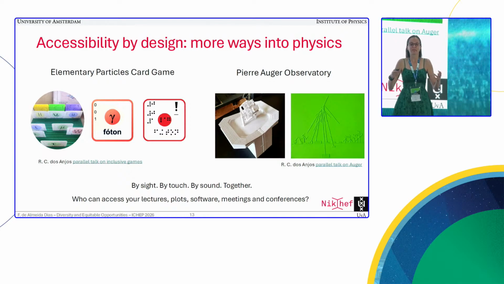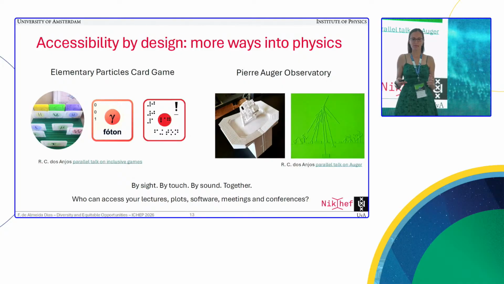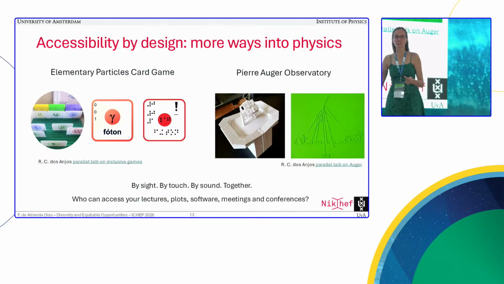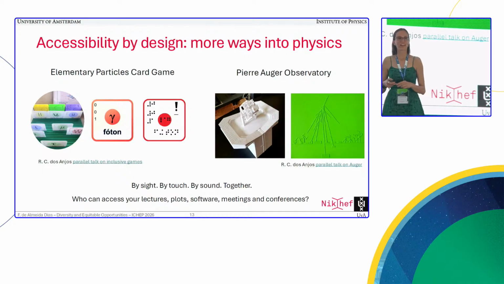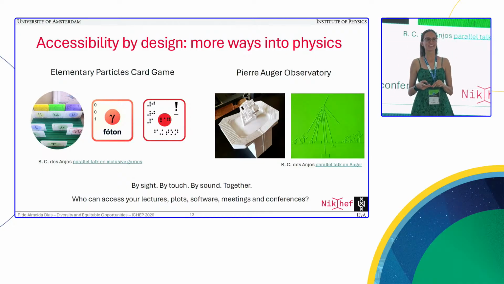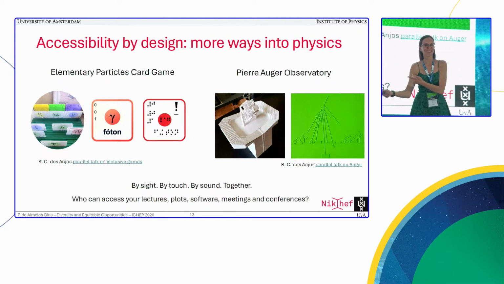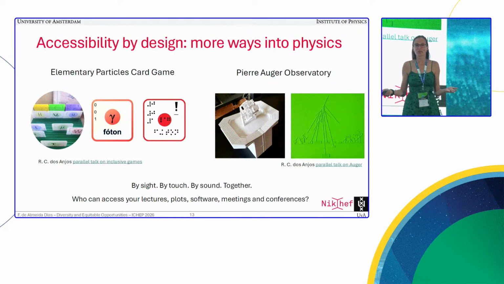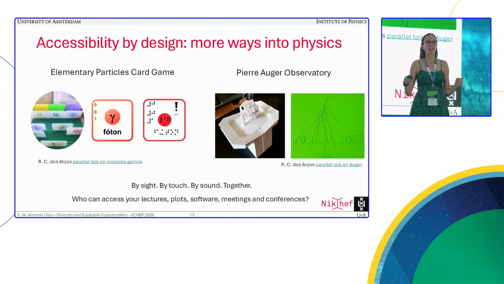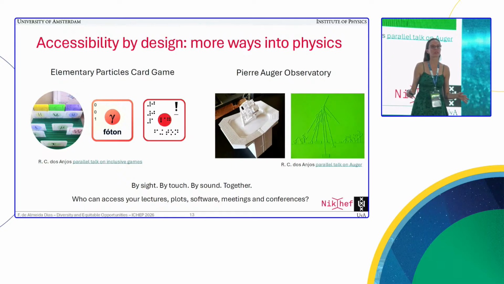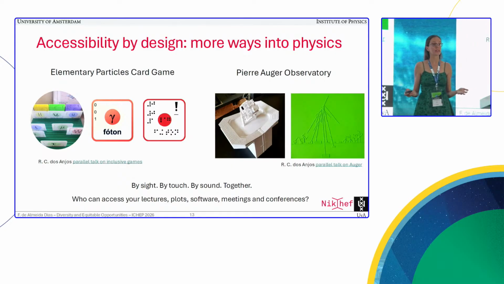This is mostly geared towards outreach, but what we should think about is, when you're writing something, who can access your lectures, your plots, your software, your meetings, your conferences? I think a lot of us felt a little bit how it is when you were listening to the politicians yesterday. For those of you who do not understand Portuguese and had those captions, they were hilarious, right? You could really not understand what they were talking about. Imagine now, this is the Zoom captioning that you have for every single one of your collaboration meetings. It's not as funny now, is it? It just means that you really cannot collaborate with your colleagues in the same way that people who can hear can collaborate with your colleagues.